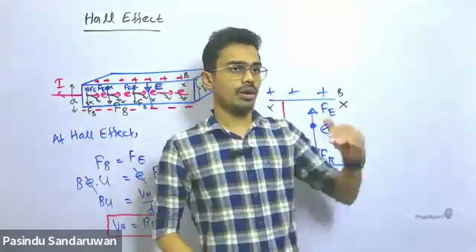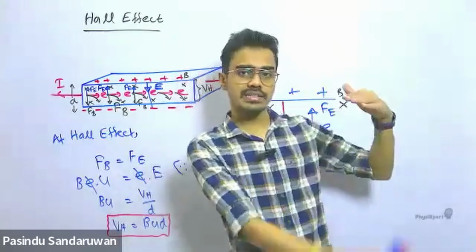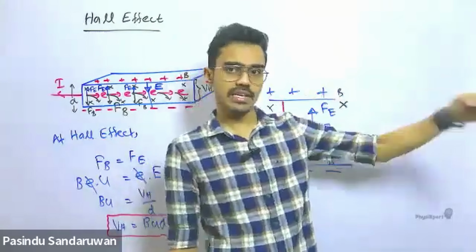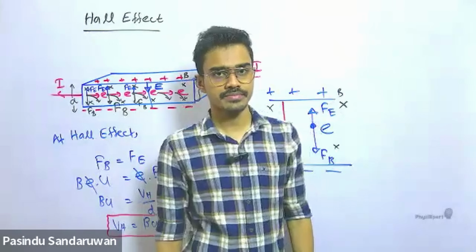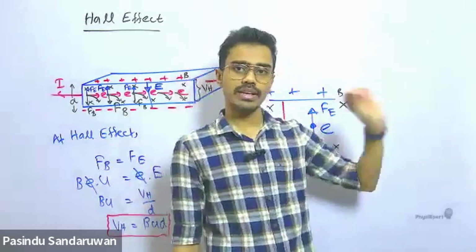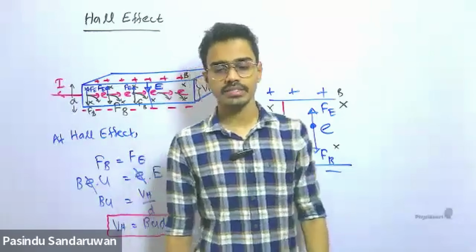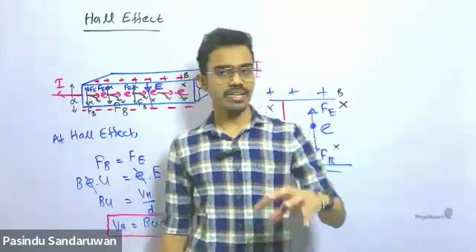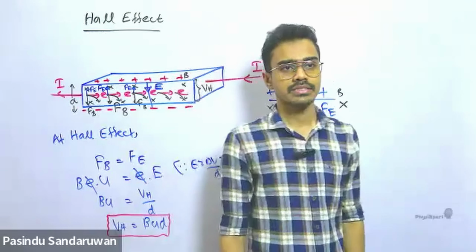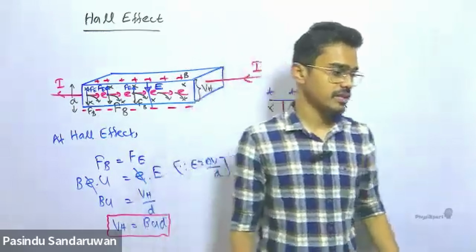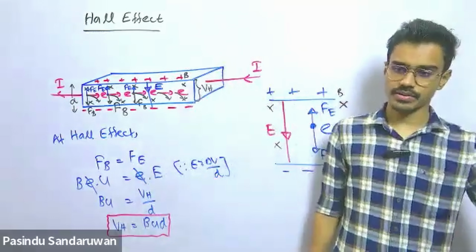So at the Hall effect, once the Hall voltage is reached, there is no deviation again. All the new electrons travel without any deviation. This phenomenon is called the Hall effect. Raise your hand now if it is clear enough, or ask if you have any more questions.